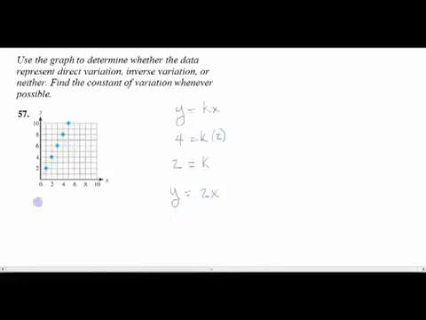Let's test it with the data points we have. If x is 1, y is 2. If x is 2, y is 4. If x is 3, y is 6. If x is 4, y is 8. If x is 5, y is 10. So this follows all of those data points, fits each one of those. So that is the model, and we'll state that it is direct variation.